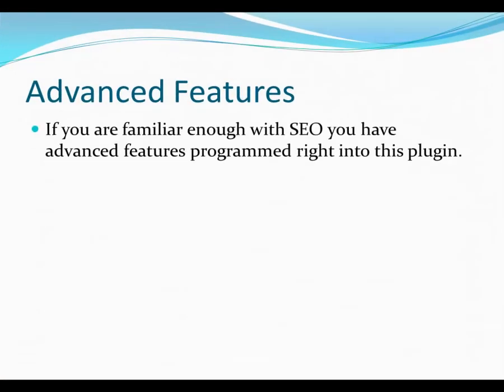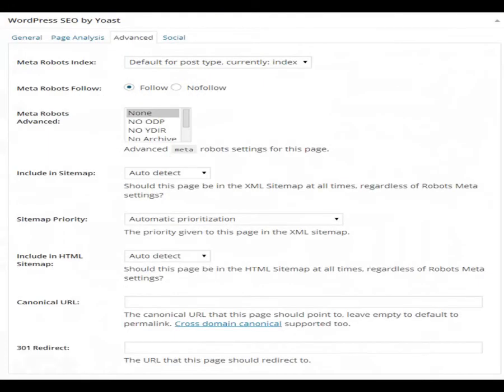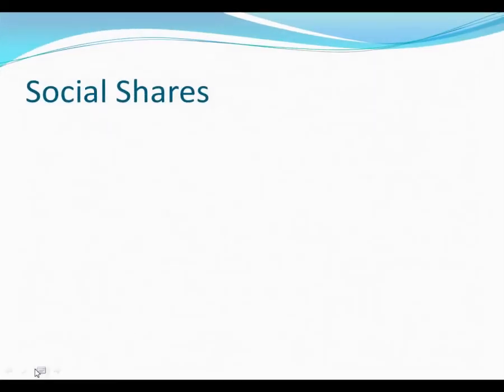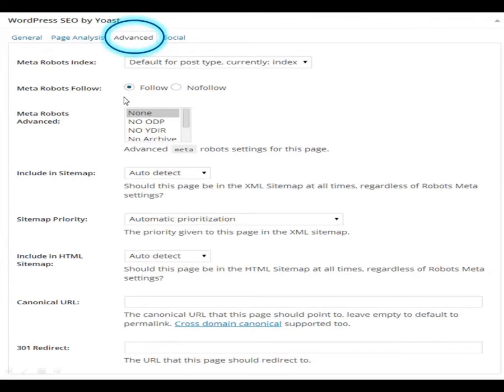So advanced features. If you're familiar enough with search engine optimization, you'll have advanced features programmed right into this plugin. Okay, so here we have our different advanced features, right? In this advanced tab. Oh, let me go back. Okay, we have Meta Robots Index. This is saying, yes, I want you to index this. No, I don't want you to index this. So there might be some pages or posts you don't want to index.